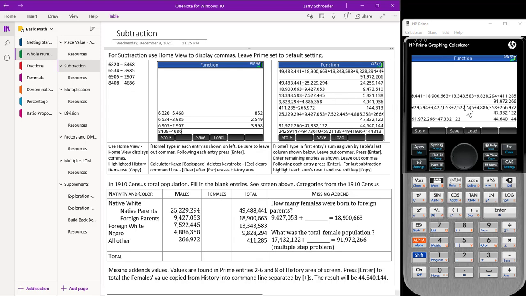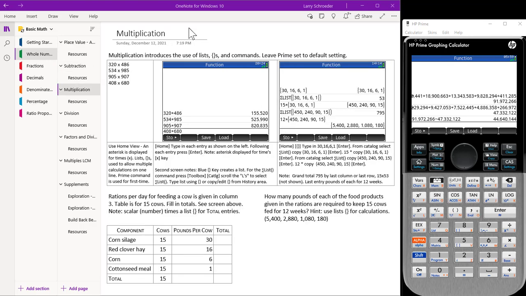The other entries for the chart are done by subtracting males from the total, which is shown up here. I won't go ahead and do that. We'll just take a look at these values that we got right here. To answer this particular question, we wanted this answer here for 18,900,663 minus 9,427,053. So we want this answer that's right up here for that particular one. This concludes the subtraction page.